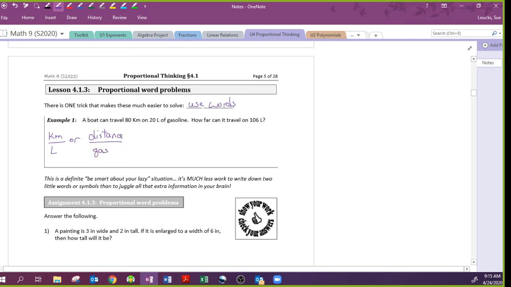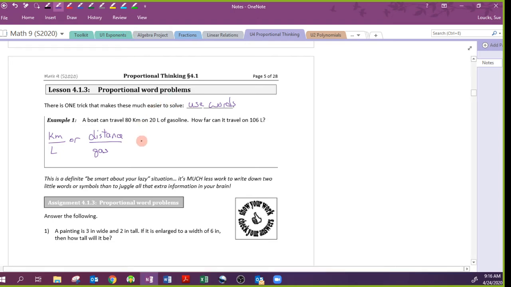It actually doesn't matter, but what matters is that all of your numbers for distance, which is measured in kilometers, are going to be on the top or all on the bottom. You'll get the same answer if you do it that way. I'll do an example off to the side for that. They're going to be on the same row anyway, and the amount of gas you're using is going to be on the same row as well.